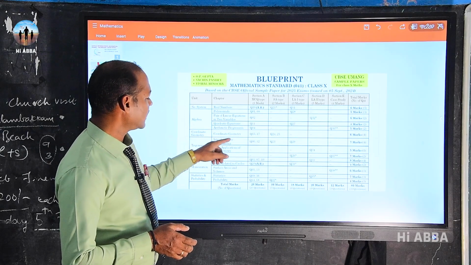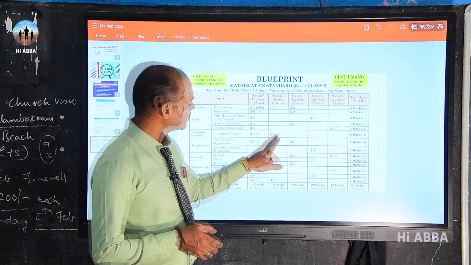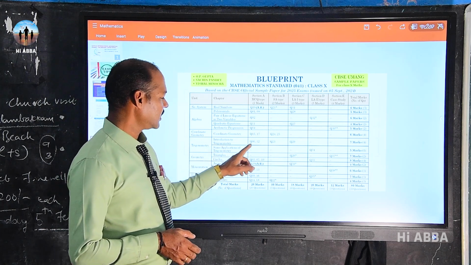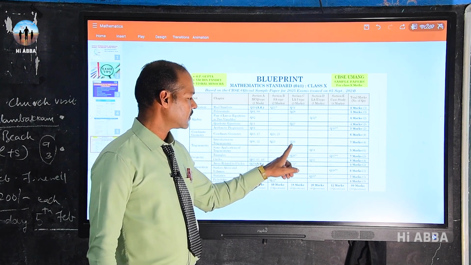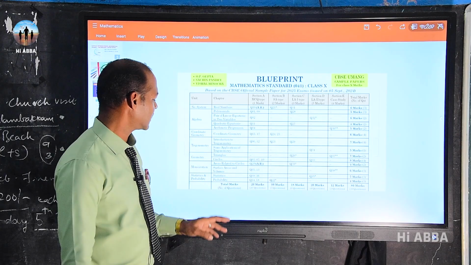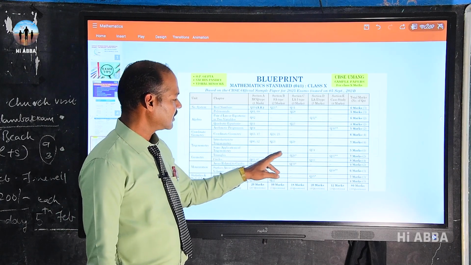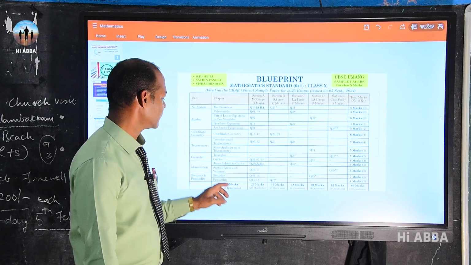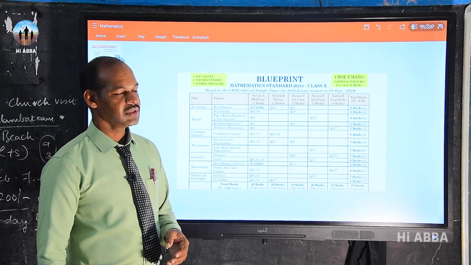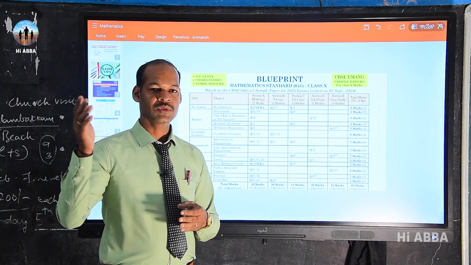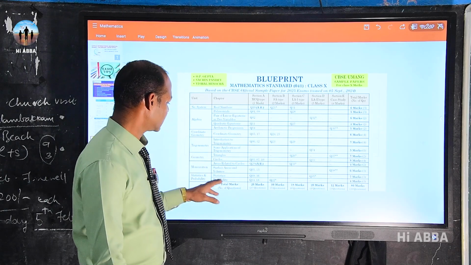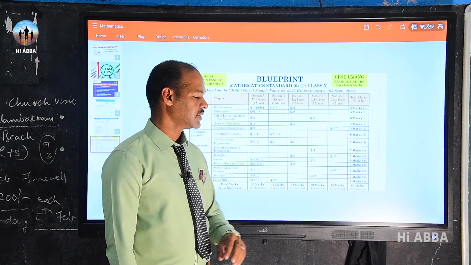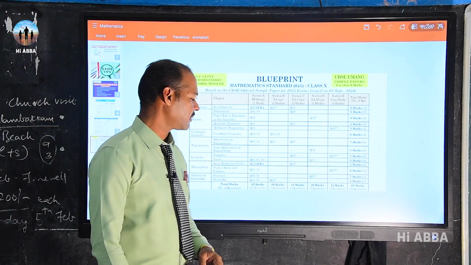Coordinate geometry: two 1-mark and two 2-mark questions, totally 6 marks. Introduction to trigonometry: two 1-mark, one 2-mark and one 3-mark question, totally 7 marks. Application of trigonometry has only a 5-mark question, which is the height and distance concept, where we use opposite by adjacent to find the answer. Triangles: one 3-mark question and one 4-mark case study question, totally 7 marks.